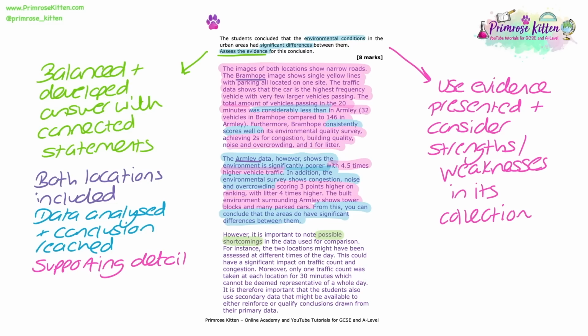However, it is important to note possible shortcomings in the data used for comparison. For instance, the 2 locations might have been assessed at different times of the day. This could have a significant impact on traffic count and congestion. Moreover, only 1 traffic count was taken at each location for 30 minutes, which cannot be deemed representative of a whole day. It is therefore important that the students also use secondary data that might be available to either reinforce or qualify conclusions drawn from their primary data.